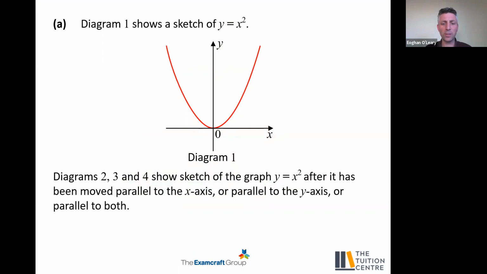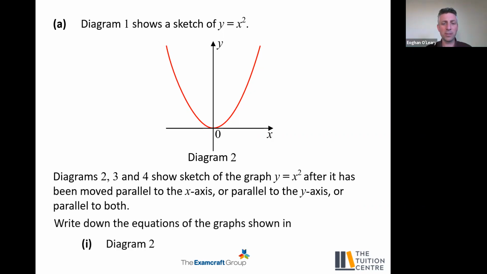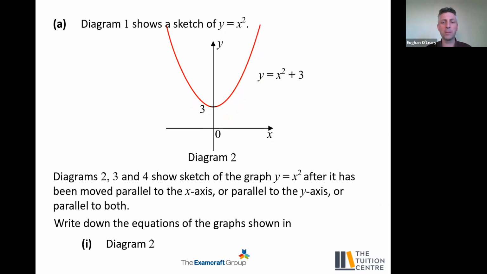Diagram 2, 3, and 4 show the sketch of the graph y equals x squared after it's been moved parallel to the x-axis, parallel to the y-axis, or parallel to both. So here's diagram 2. In diagram 2, we can see that there's been a transformation upwards by 3 units, and you're asked to write down the equation of the graph. In this case it's simply y is equal to x squared plus 3, because it's just an upward translation of 3 units, and that's worth 5 marks.